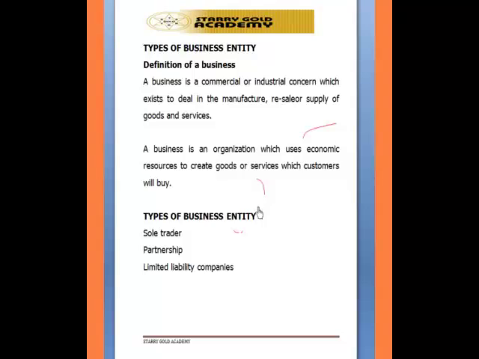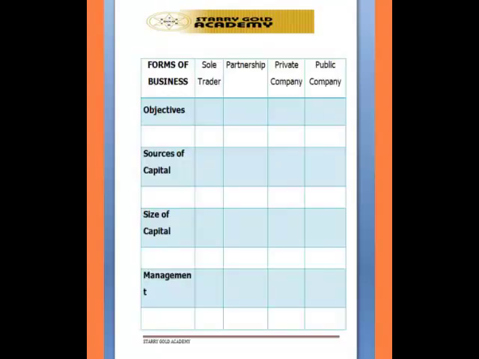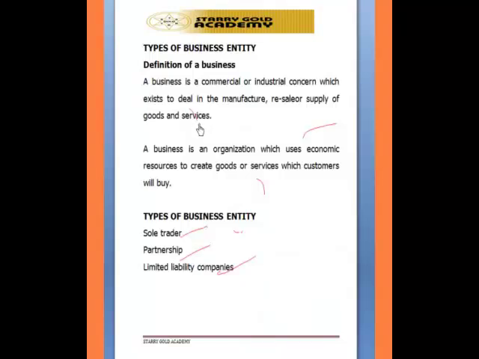Now, in accounting we shall only look at three major types of business entity. We'll look at the sole trader, who the sole trader is. We'll look at the partnership business, and we'll look at the limited liability company. To aid the understanding of these forms of business ownership, we will look at this table to summarize them. But before then, let's discuss a sole trader.